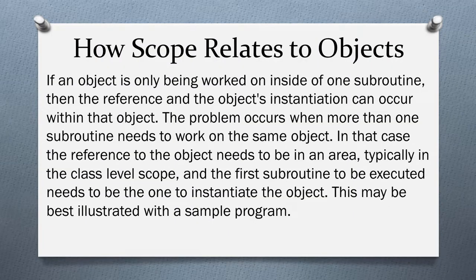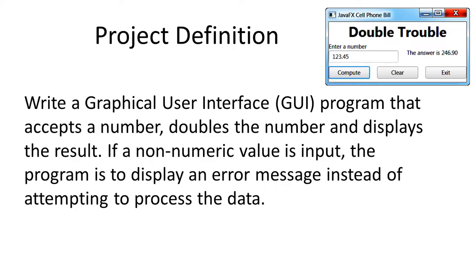If an object is only being worked on inside of one subroutine, then the reference and the object's instantiation can occur within that subroutine. The problem occurs when more than one subroutine needs to work on the same object. In that case, the reference to the object needs to be in an area, typically the class level scope, and the first subroutine to be executed needs to be the one to instantiate the object. This may be best illustrated with a sample program.